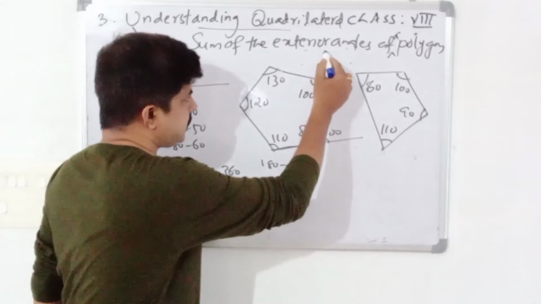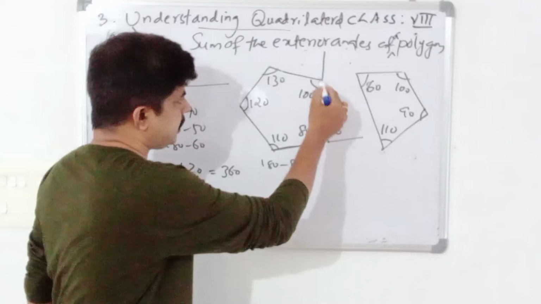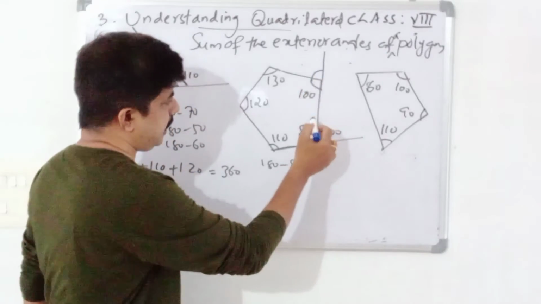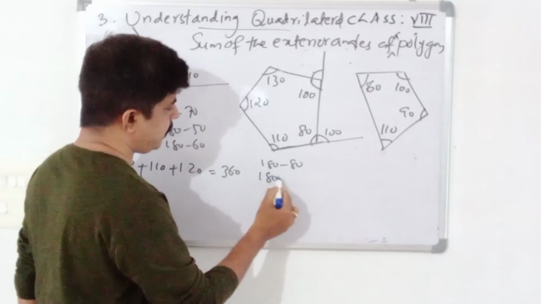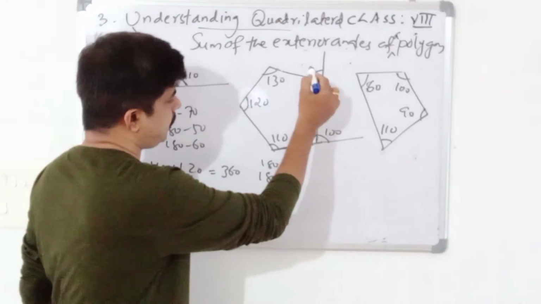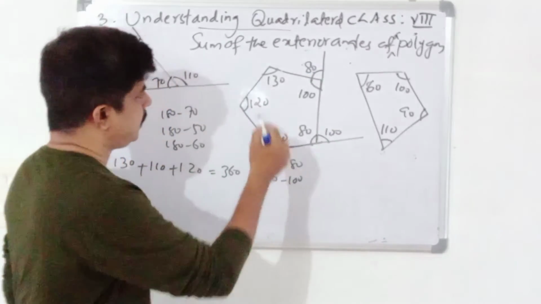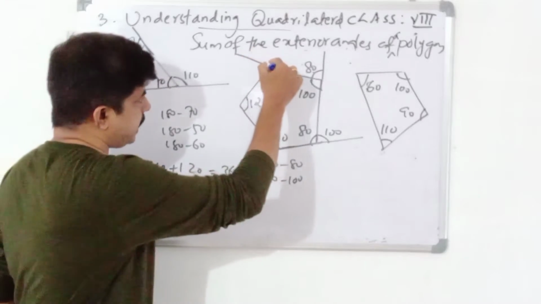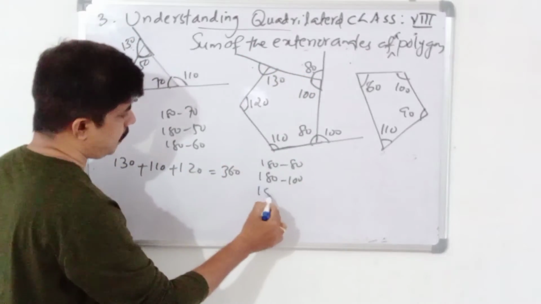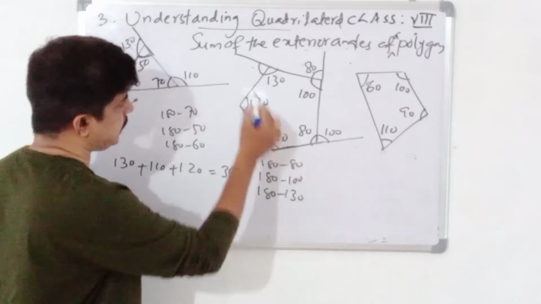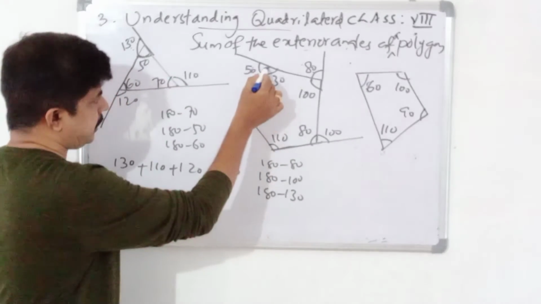100. Now, when we extend this side, this is an exterior angle. These two angles form a linear pair. Therefore, 180 minus 100 we have 80. There is another exterior angle here. Produce this line. Therefore, these two angles form a linear pair. 180 minus 130 is equal to 50.